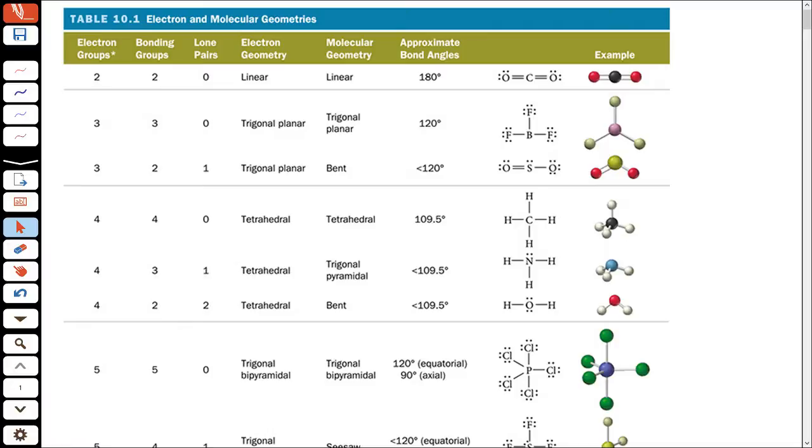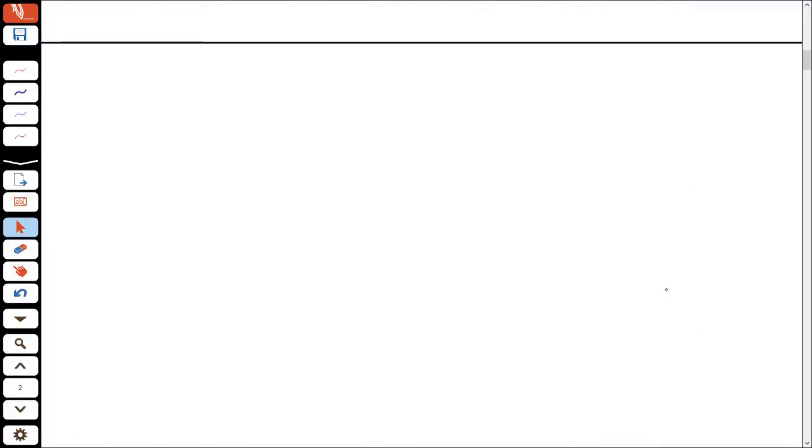All right, let's try some. So for each of these structures, I want the electron geometry, the molecular geometry, the approximate bond angles, and that'll be good for now.